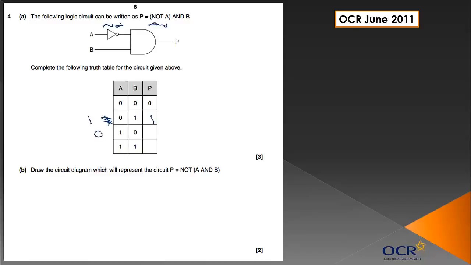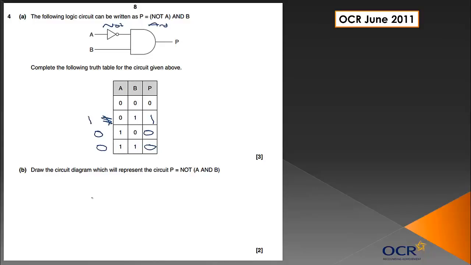Opposite of 1 is going to be 0. And 0 and 0, false and false equals false. Opposite of 1 is obviously 0, so opposite of true is false. And false and true equals false as well, because it's an AND gate. Both have to be true for it to be true. Everything else is false.